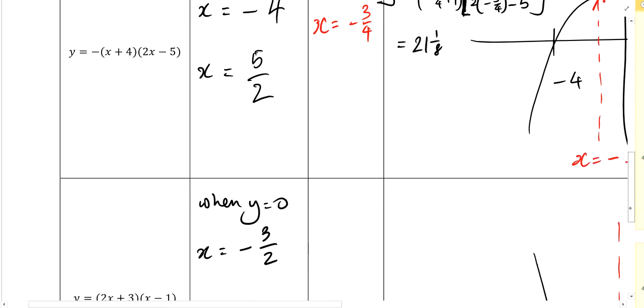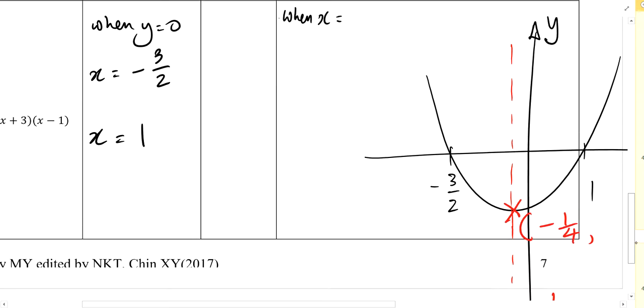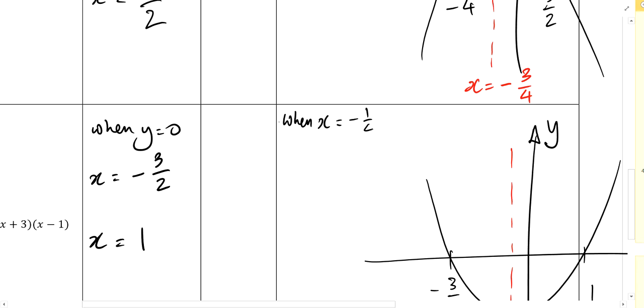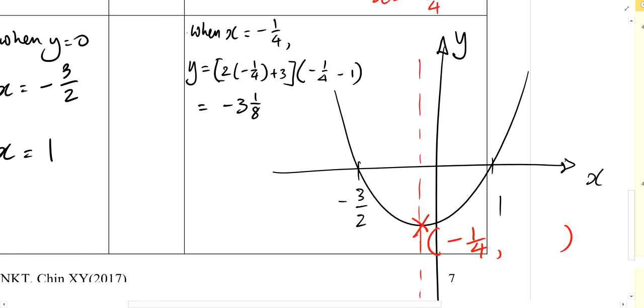And now the last case, at the minimum point, when x equals negative 1/4, y equals 2 times negative 1/4 plus 3, negative 1/4 minus 1. And we get a value of negative 3 and 1 over 8. Then the line of symmetry will be x equals negative 1/4.